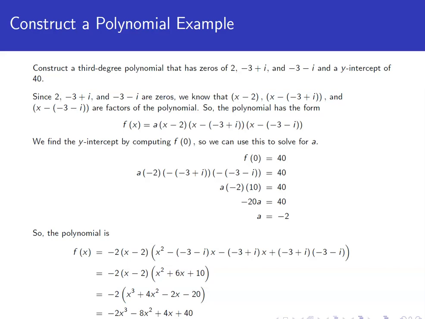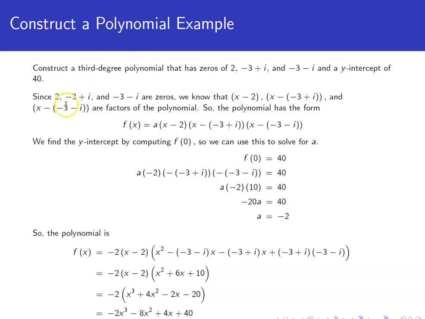In this video, we're going to construct a polynomial that meets certain criteria. So we're being asked to construct a third-degree polynomial that has zeros of 2, -3 plus i, and -3 minus i, and also has a y-intercept of 40.